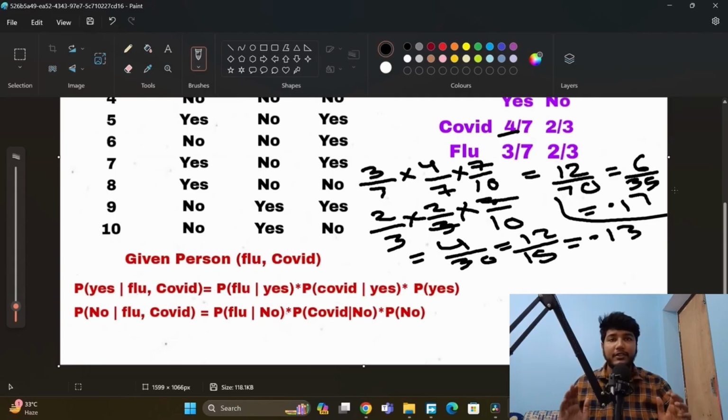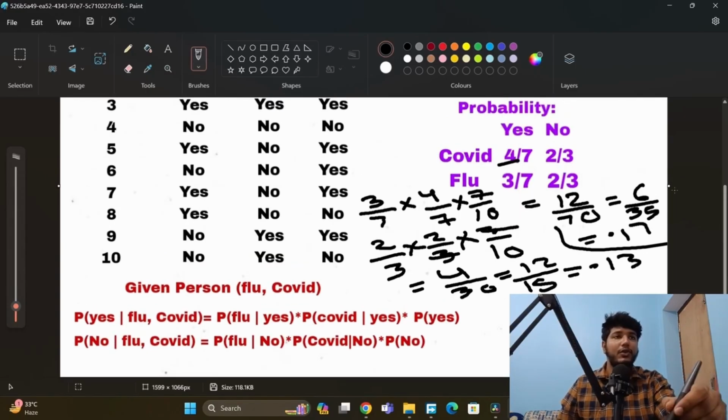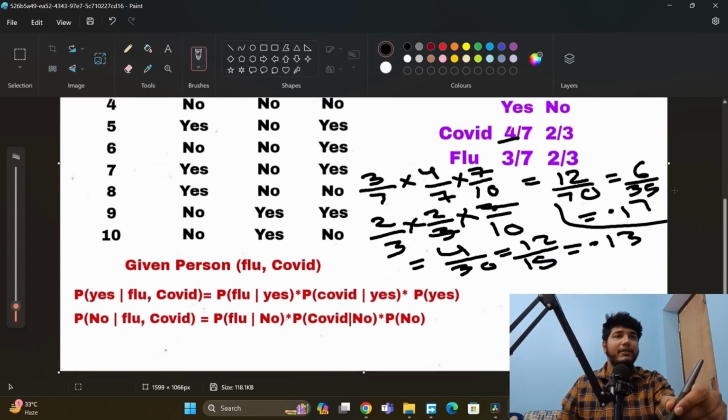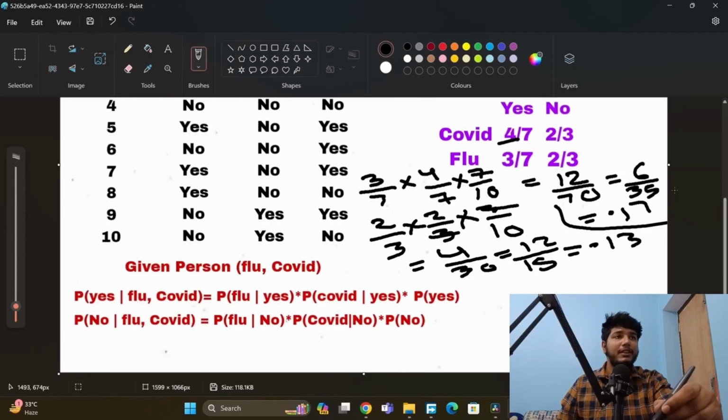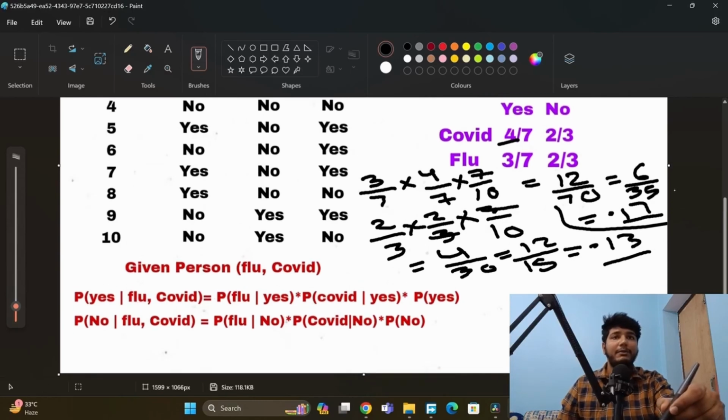0.13. So now if a patient comes to you with flu and COVID, so what will be the probability of him having fever? So the probability of him having fever will be yes, because 0.17 is more than 0.13. Okay, 0.17 is more than 0.13. So that's why we will predict that this is yes. Okay, hopefully you have understood it.